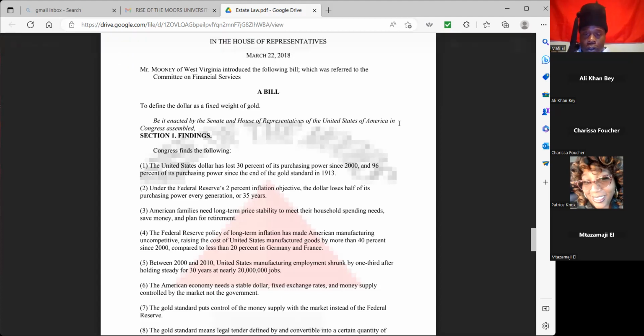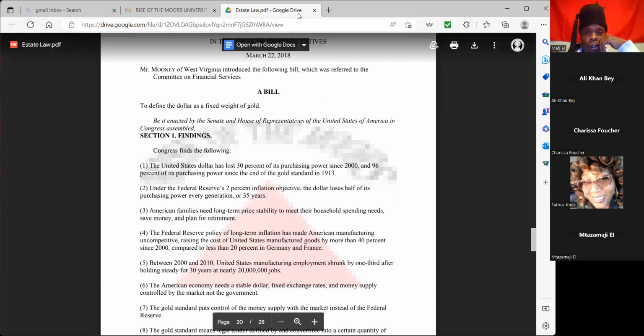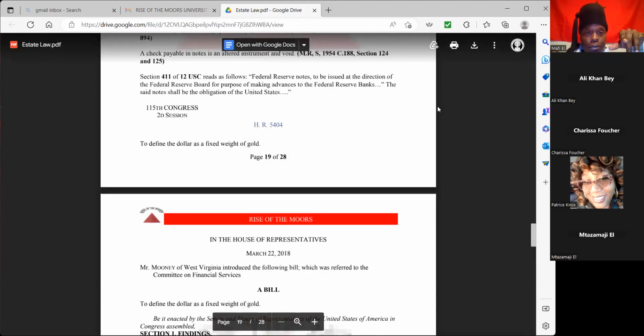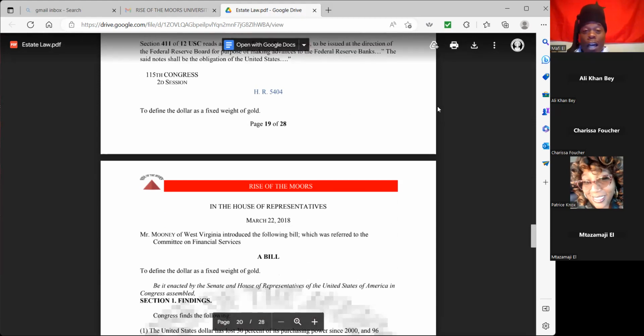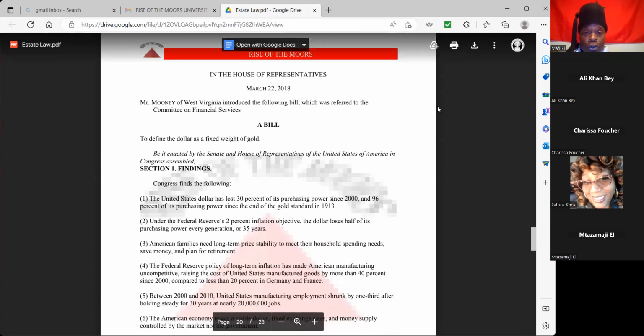This is a congressional record. It was actually not that long ago. This was March 22nd, 2018, right after New Year's, spring equinox. So this is a House representative case. Once again, this is the 115th Congress, 2nd session, or simply House Resolution 5404. You know, that'd be simpler. House Resolution 5404 is what I'm about to go into.